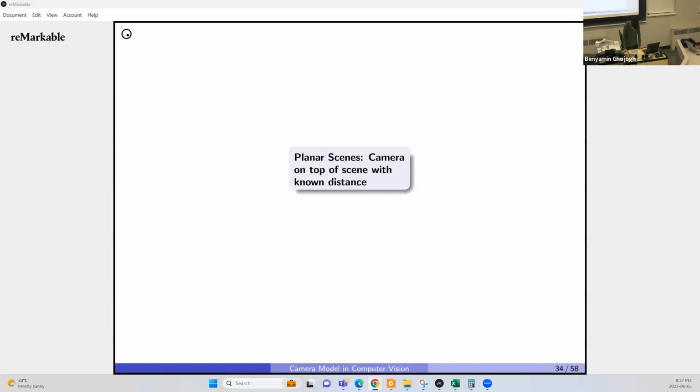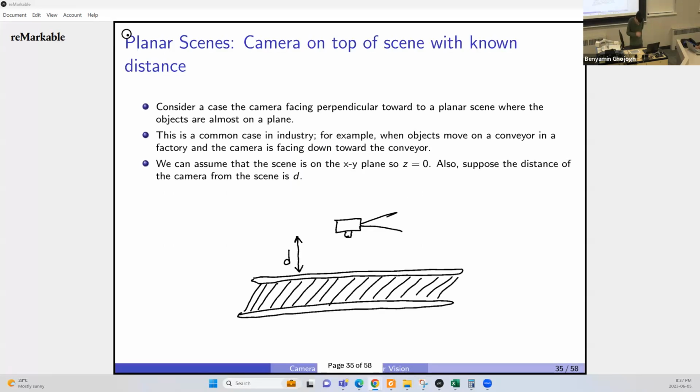Now, planar scenes, camera on top of the scene with known distance. What do I mean? Consider a case where the camera is facing perpendicular toward the planar scene. Perpendicular is important here. The scene is planar, it doesn't have valleys and mountains. It's like a plane. Why is it important?